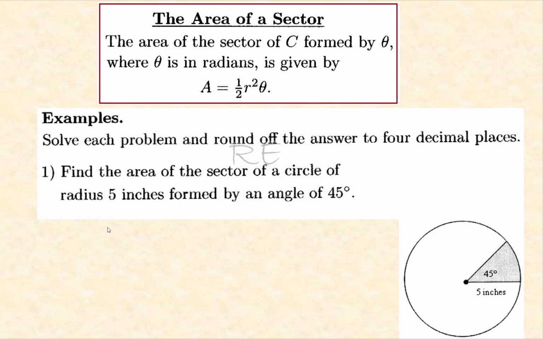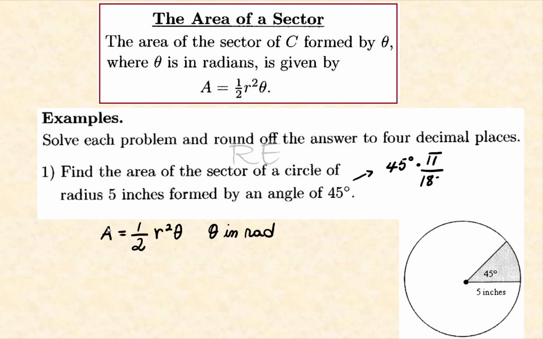We need to find the area of the sector of a circle of radius 5 inches formed by an angle of 45 degrees. The area is equal to half of r squared theta, but theta must be in radians. So we're going to convert 45 degrees into radians. 45 multiplied by pi over 180, and 45 goes into itself one time, into 180 4 times. So 45 degrees in radians is pi over 4.